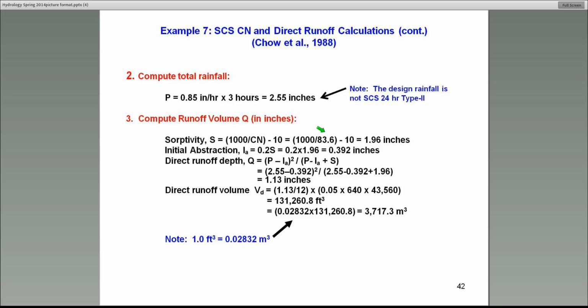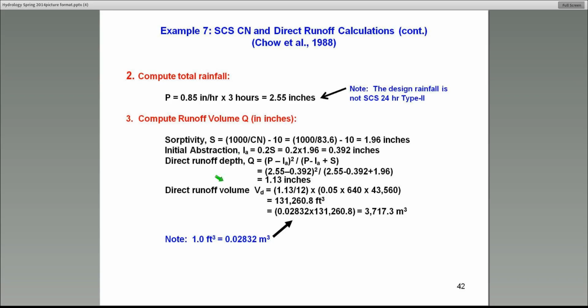We'll calculate these parameters. One is the sorptivity, the other is the initial abstraction, and from that, using this formula, I calculate the capital Q, which is equal to total rainfall, P minus IA squared divided by P minus IA plus S. So that's what I've done here to calculate a volume of direct runoff of 1.13 inches.